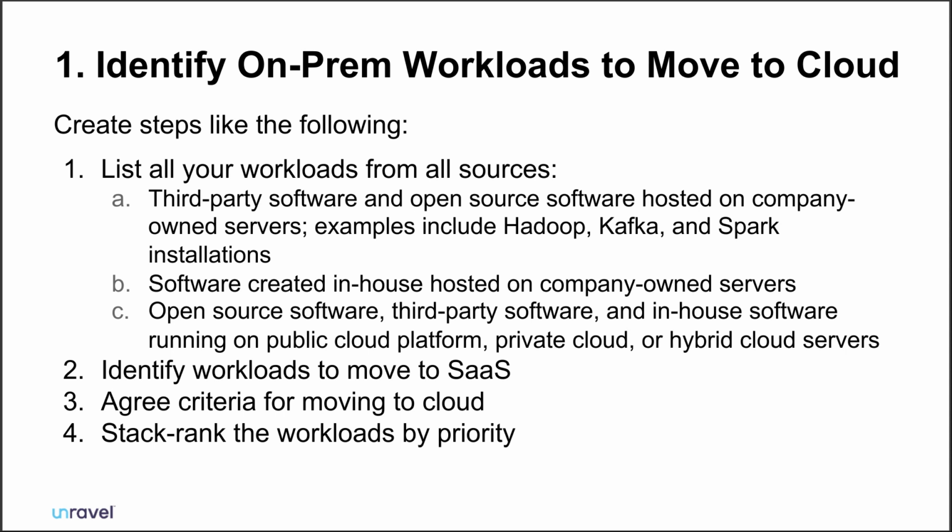So in order to identify on-premises workloads that you're going to move to cloud, you have to do something like this. List all your workloads from all your sources, and I've listed a few sources there. Identify the ones to move to SaaS. Some of them you can move to software as a service. For instance, Salesforce might replace an on-premises CRM like Microsoft provides. Or you can actually use Microsoft CRM as SaaS as well. So those different issues, you're not going to be running them in the same way. You still have to get the data right.